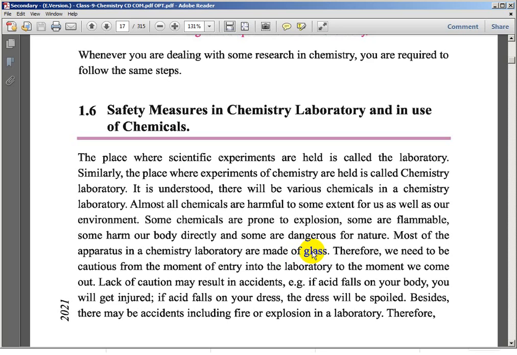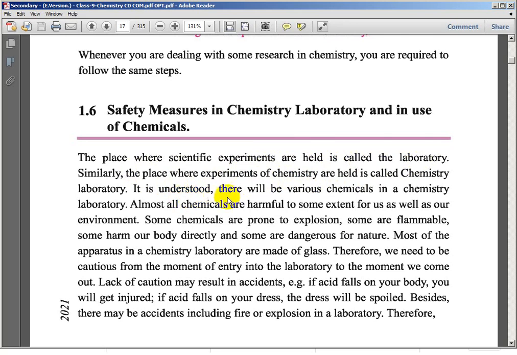So in chemistry, you have to maintain some precautions and safety measures. These are safety measures in the chemistry laboratory and in the proper use of chemicals. The place where scientific experiments are held is called a laboratory. Similarly, the place where chemistry experiments are held is called a chemistry laboratory.